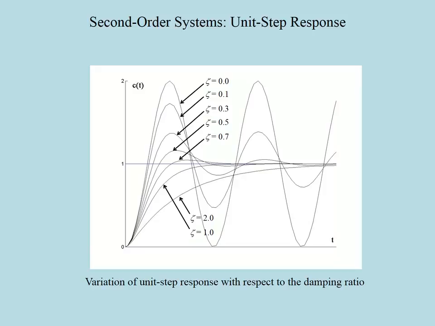For zeta equals 1, it is critically damped. And for zeta less than 1, the response gets more and more oscillatory with decreasing zeta. Finally, for zeta equals 0, one has sustained oscillations at the output.